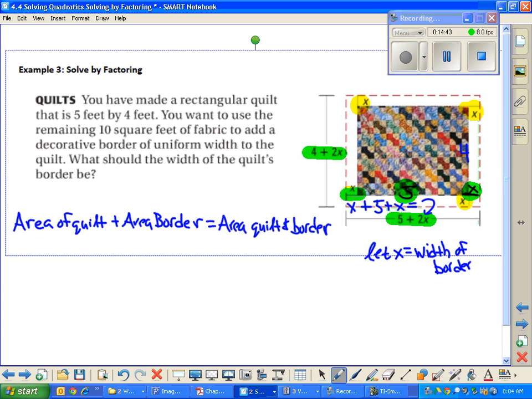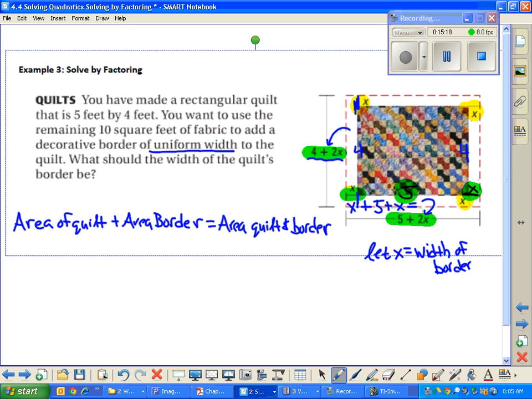Furthermore, if you wanted to relate that to how they got this 4 plus 2x right here, the width of our quilt is 4, and then you'll see that they added an x up here, and then they had to add an x on down here. So what we get is 4 plus 2x for that outside dimension. If you're wondering where they got those, they got them because of this phrase right here. We had to add that x all the way around.